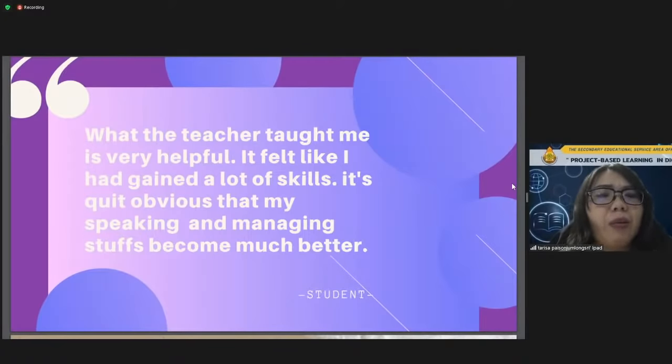So that word was so empowering to me as a teacher, and it encouraged me to keep teaching project-based learning even when it is very, very hard and very complicated. Okay.